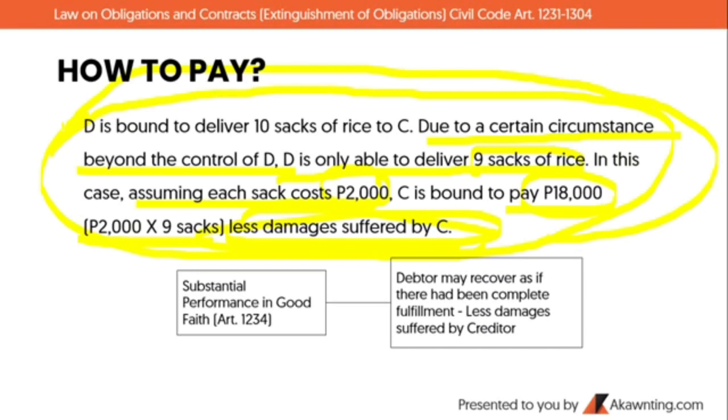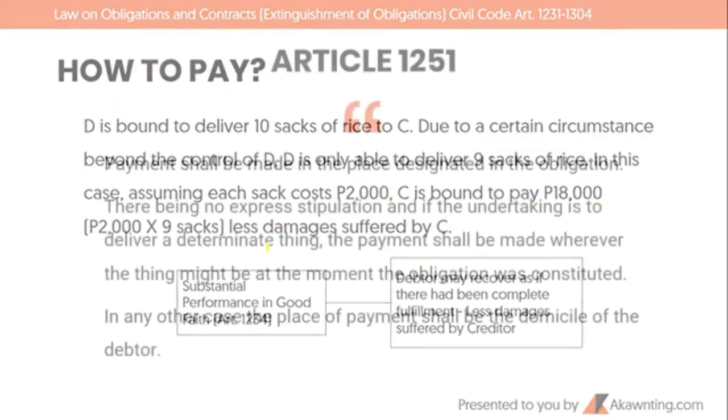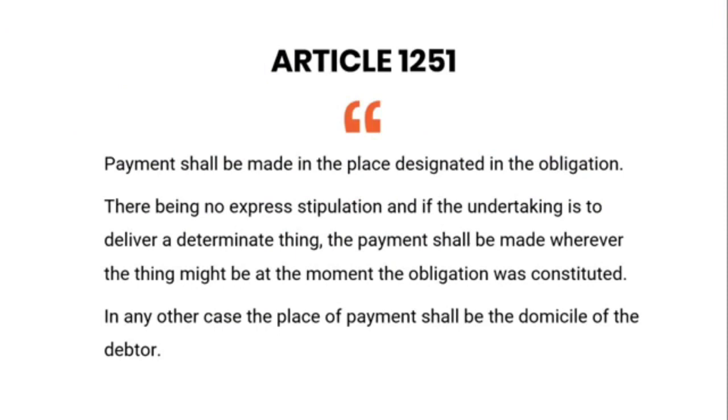Okay? So, ayan. Magiging valid yung payment insofar as doon sa kaya niyang ma-perform, which is in this case up to 9 sacks only. Okay? So, yun. 9 sacks times 2,000 each less damages. Yun yung babayaran ni C. Okay? Okay. Next, we have, okay, so nabanggit na natin yung who can pay, who to pay, what to pay, and how to pay.